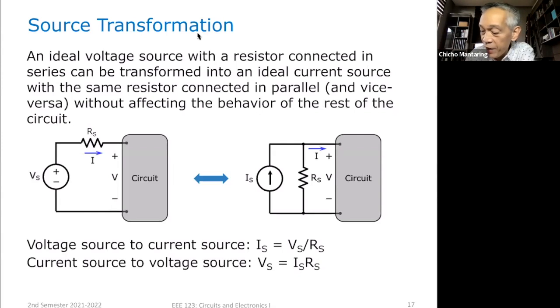So, for example, I have here an ideal voltage source, and this circuit is connected to it. What I'm going to get, I'm going to draw this current and I'm going to develop this voltage across my circuit. I can find a corresponding current source with a resistor connected in parallel such that with respect to this circuit, it will feel exactly the same thing.